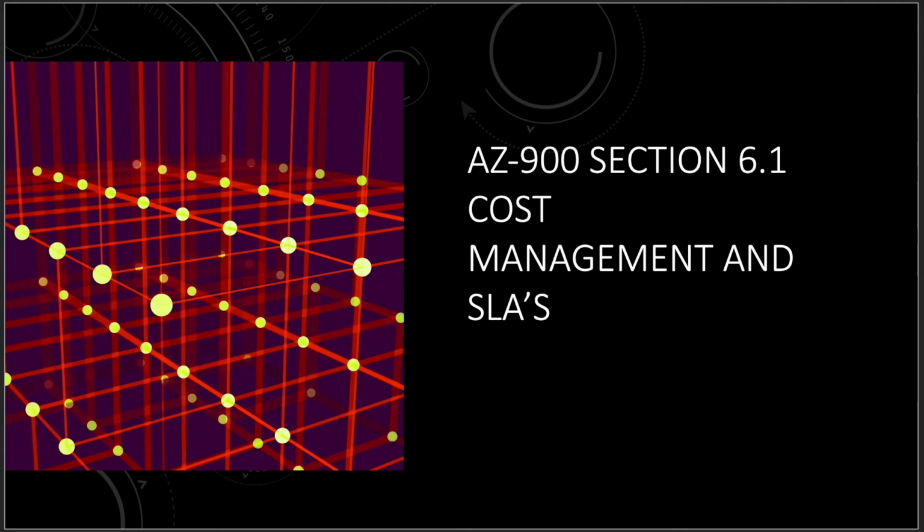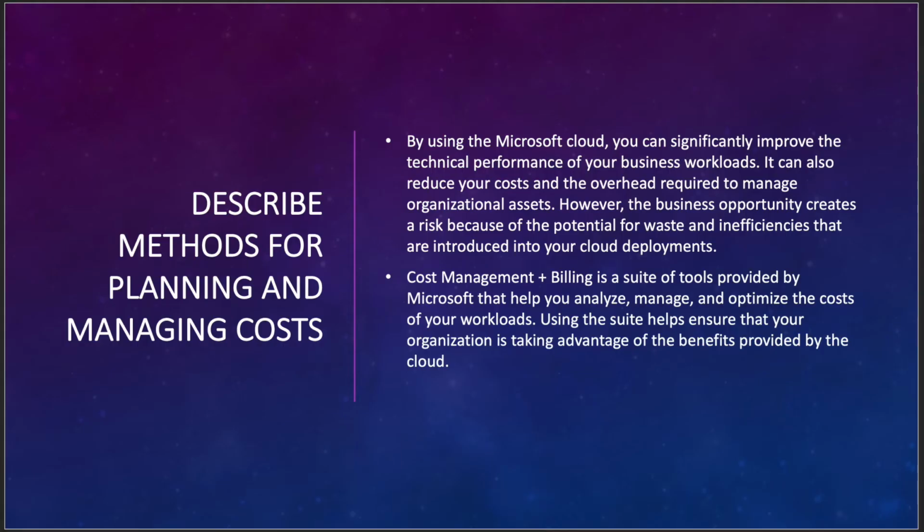Section 6.1, and Chapter 6 is really all about cost management, service level agreements, making sure you are optimizing your business for the cloud and understanding that the cloud really will have an impact on how you do business along the way. One of the biggest ways that you're going to work in the cloud is trying to make sure that you've got cost management and that you're meeting all your SLAs, right? So the big part of using the Microsoft cloud is that you can improve your performance and your business workloads and your business logic and reduce your costs.